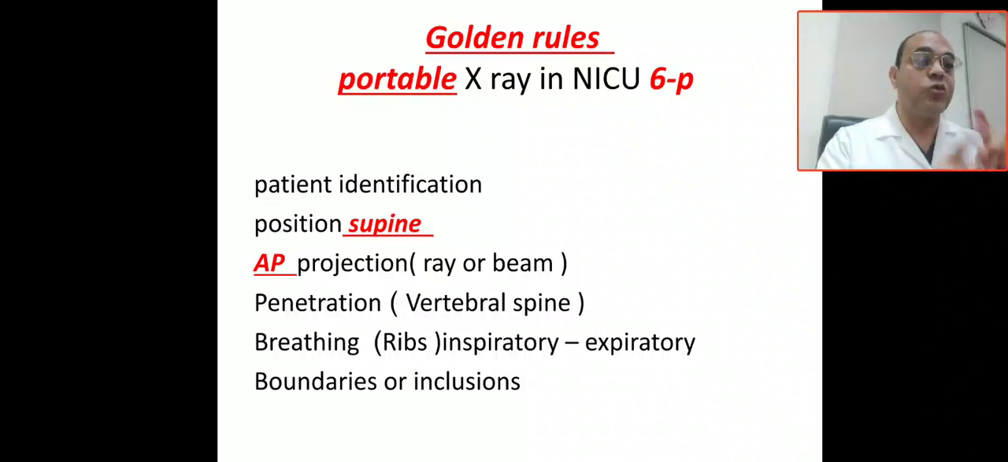For penetration, we comment about the vertebral spine, and about breathing, inspiratory film or expiratory film. As we mentioned, in neonates it is difficult to get an inspiratory film. Most of the time it will be an expiratory film, and you have to comment about the boundaries, the ribs and the edges of the ribs.